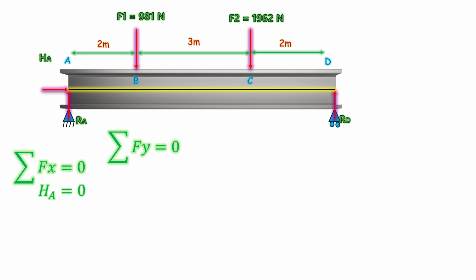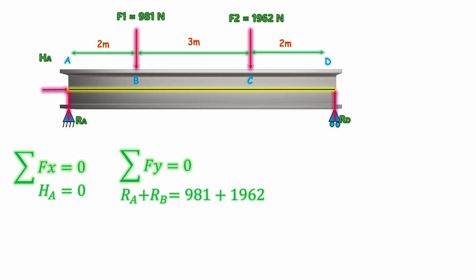The sum of the forces in the vertical direction must be equal to 0. So RA plus RB equals 981 plus 1962. Hence, RA plus RB equals 2943. We will keep this equation as it is.